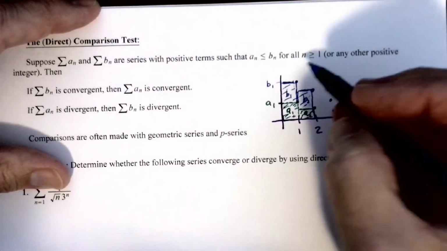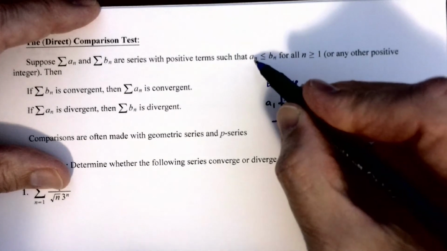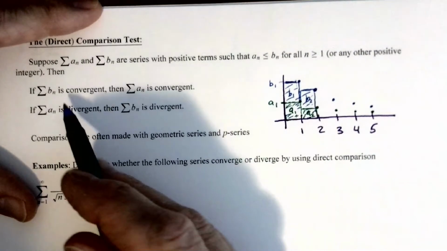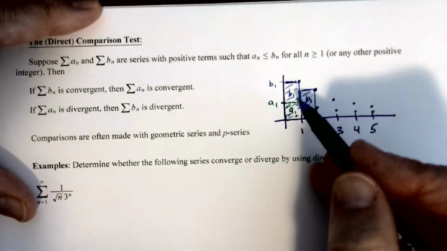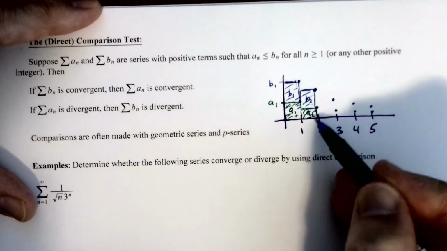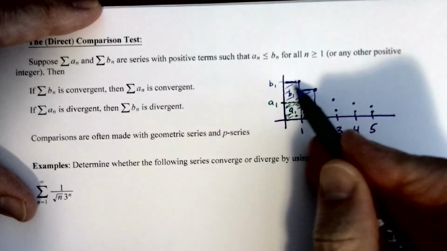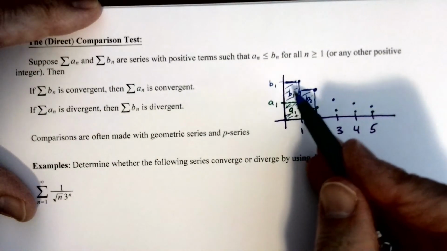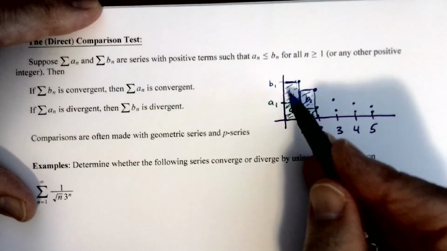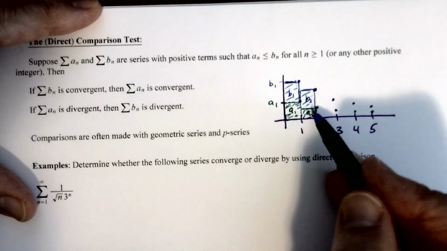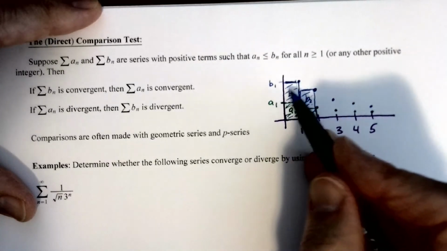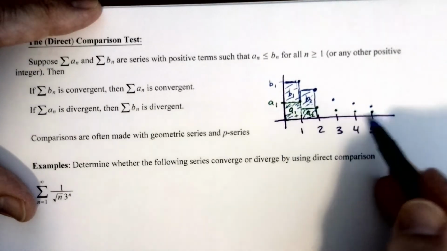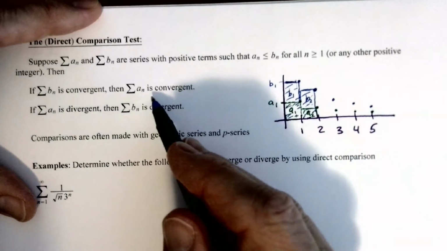So the b sub n's are greater than or equal to the a sub n's, or the a sub n's are less than or equal to b sub n. So if we've got that, let's see: if the series b sub n is convergent, what would that mean? That would mean the area of all of these blue rectangles, all the way to infinity, if we add them up, must be finite. The infinite series is convergent and has a finite sum. But what does that mean? Since the green boxes are all smaller than the blue boxes, and the blue boxes add up to a finite amount, the green boxes have to add up to a finite amount. Therefore, the series a sub n is convergent.